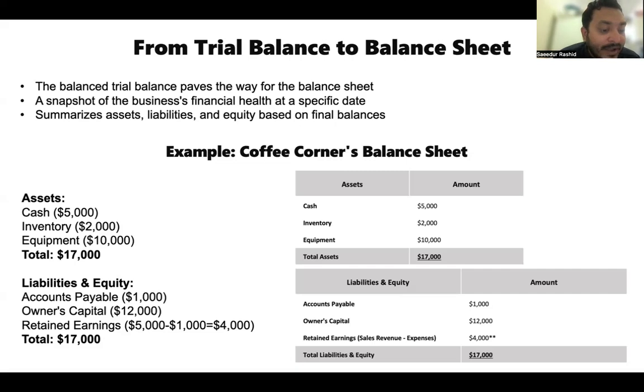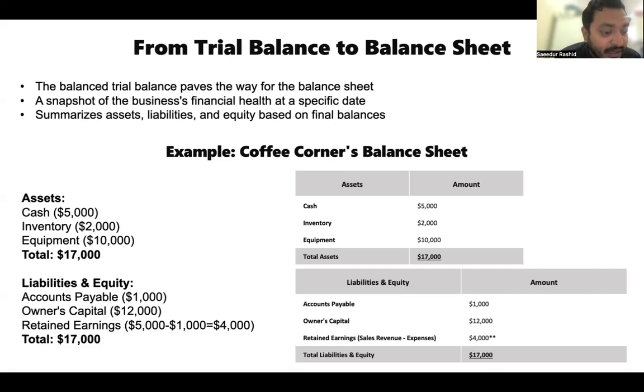Now let's put what we learned into practice by building a balance sheet for our Coffee Corner example. As you see on the slide, the balance sheet shows Coffee Corner's assets, cash, inventory, and equipment, totaling 17,000. On the other side, we have their liabilities, accounts payable, which is money owed to suppliers, at 1,000. We also have the owner's initial investment capital, which is 12,000.